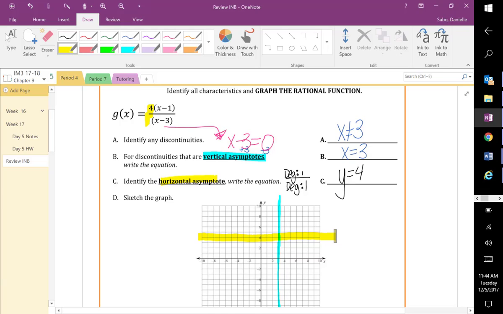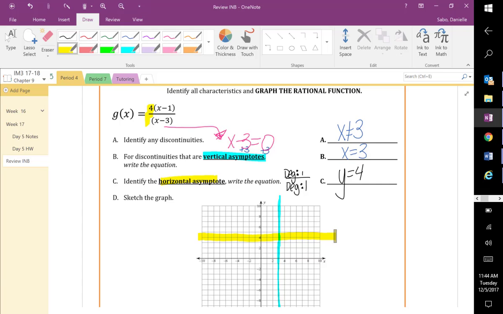Now what's really nice about this is now you have a guide on how to draw your graph. You can't touch these lines because it doesn't exist there. But now from this point forward, I think it's pretty easy. The hardest part is finding this information. Get out your graphing calculator because you need to be able to sketch this on the test.